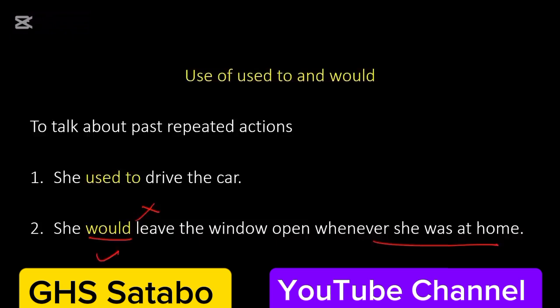That's all for your used to and would. Used to and would is used, again I'm saying it, to talk about your past activities, past repeated actions. You can simply insert this word in your sentence and it automatically becomes a continuous process that you were irregularly doing.